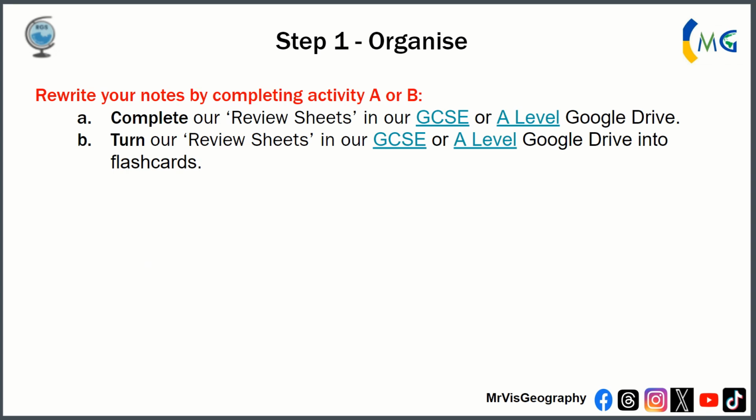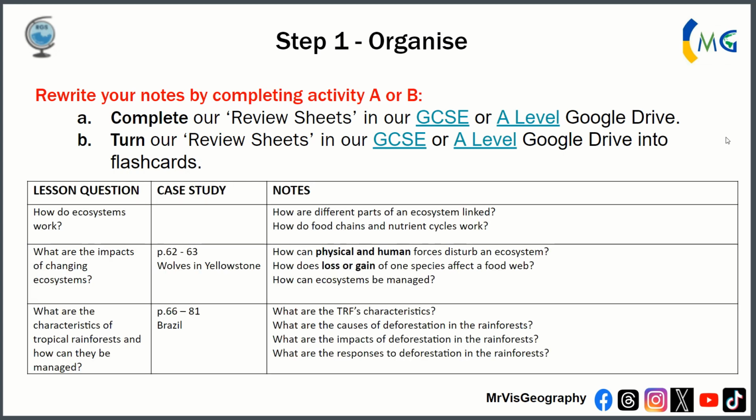Once you've done that in geography, though, to organize yourself, the best way to organize yourself, there's only one way really, is to use review sheets. We've got some extensive review sheets that look something like this, and they review the key content of each unit. Okay, so for example, this is Living World unit in paper 1. One of the lessons we did was on how ecosystems work. Another one was on the changing impacts of changing ecosystem, and then we had several lessons on the characteristics of rainforests.